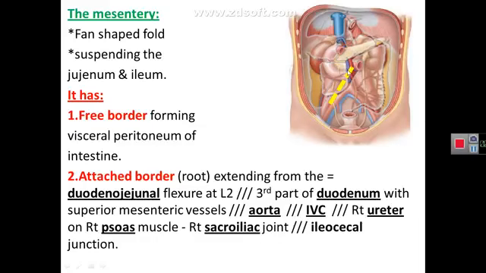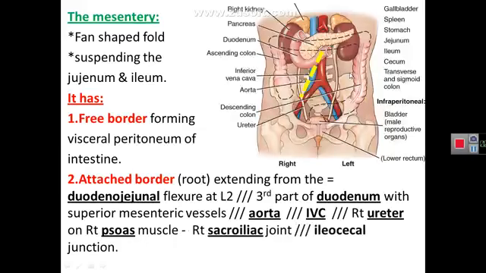it contains the superior mesenteric vessels to enter this root, and then the root will cross the aorta and inferior vena cava, crossing the right ureter, right psoas muscle, and reaching the right sacroiliac joint to end at the junction of the ileum with the cecum. This is the line of attachment of the root of mesentery.